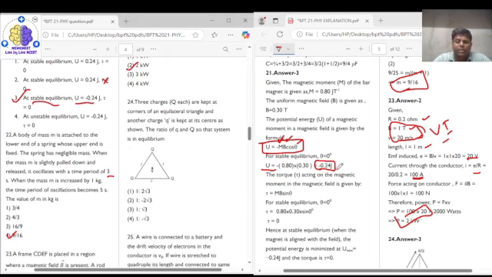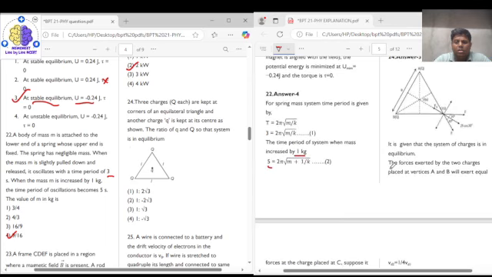Now coming to question number 24. It says that three charges Q each are kept at the corners of an equilateral triangle, and another charge q is kept at the center as shown. Find the ratio of q and Q so that it is in equilibrium. To understand this, look at this figure. Here is the charge.